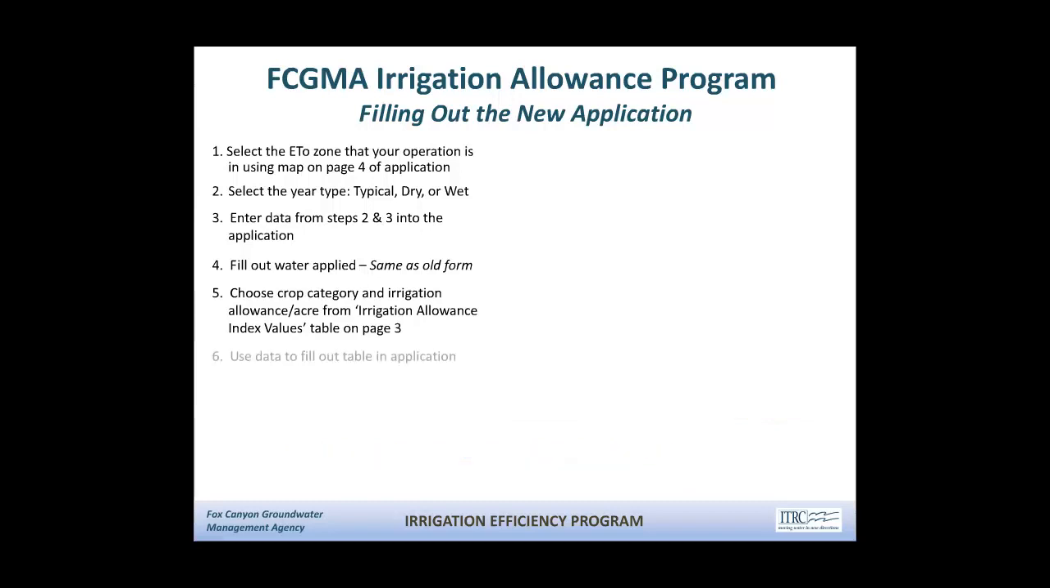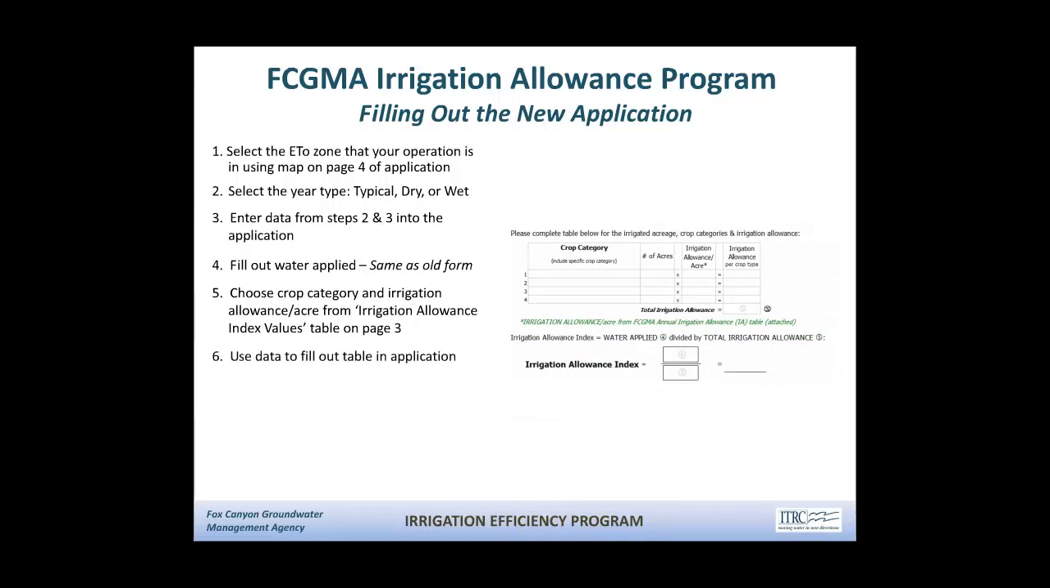The next step is to fill in the table with the information that was just collected: crop category, number of APN or assessor parcel number, acres, and irrigation allowance per acre from the new IAI program chart. Multiply the number of acres by the allowance value to determine the total irrigation allowance.